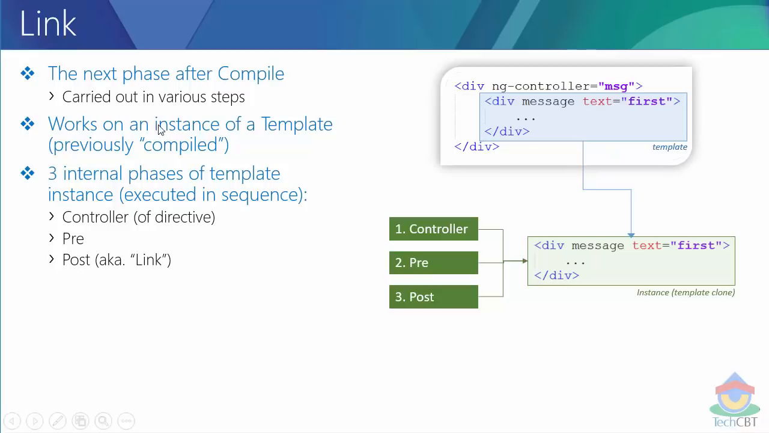So during the linking process, we have three steps. The first one is the controller attached to the directive, if available. The second step is the pre-linking phase. The third step is the post-linking phase. And most importantly, all of these three steps will be performed against the instance which has been copied or created from the markup template which has been configured as part of your directive.